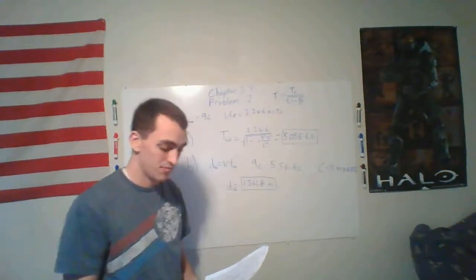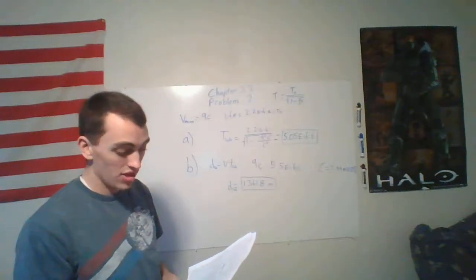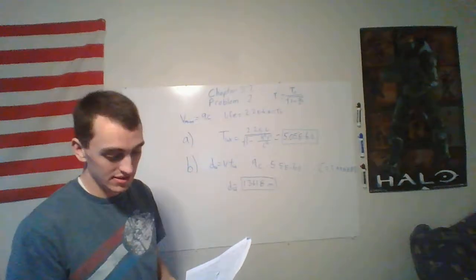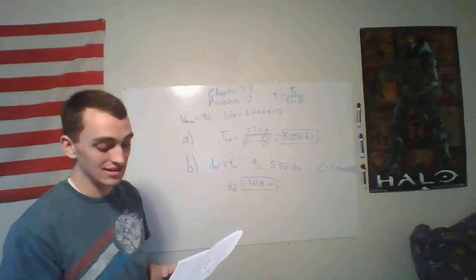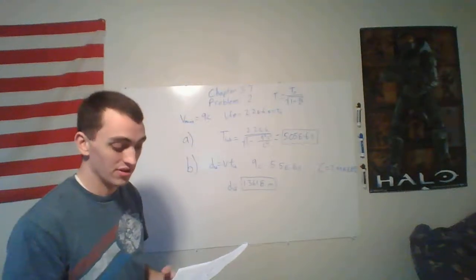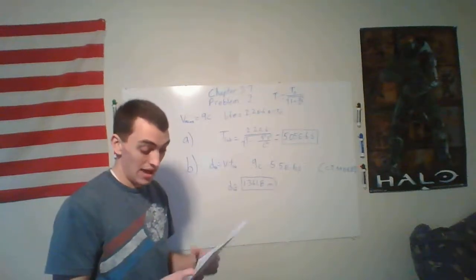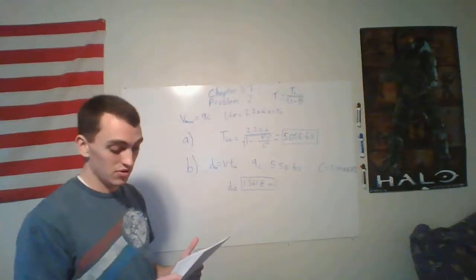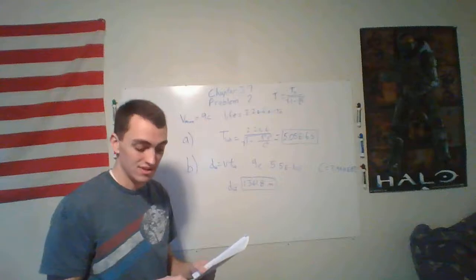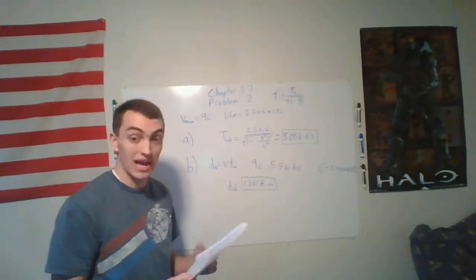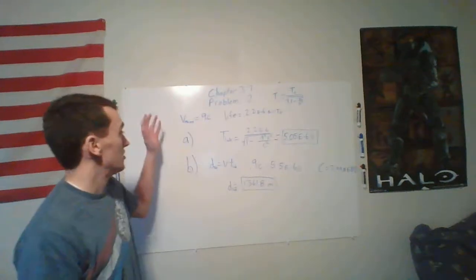Chapter 37, Problem 2 reads, the positive muon, which is an unstable particle, lives on average 2.2 times 10 to the negative 6 seconds, measured in its own frame of reference before decaying. Part A: if a particle is moving with respect to the laboratory with a speed of 0.9 times the speed of light, what is the average lifetime measured in the laboratory? To do this is pretty simple.